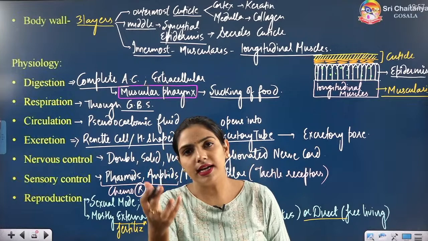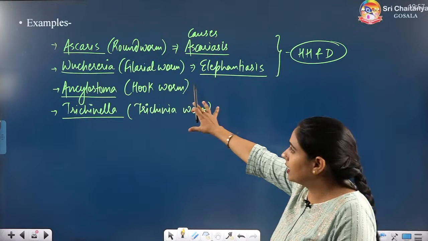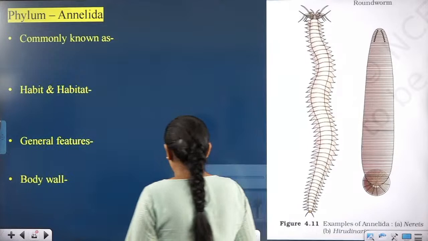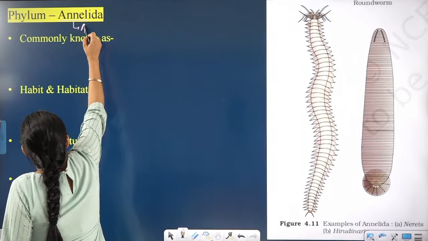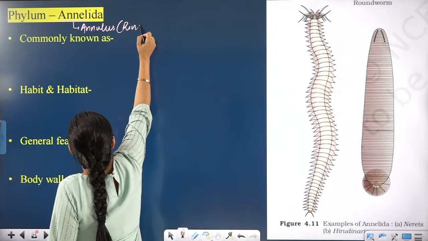These are the examples. So, we are done with the phylum Aschelminthes. Now, let's talk about the phylum Annelida. Again, the common name of Annelida. The name Annelida comes from annulus. Annulus means ring. Annulus stands for ring.